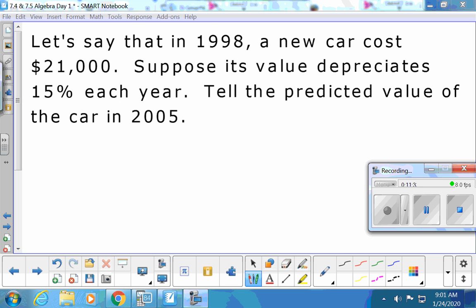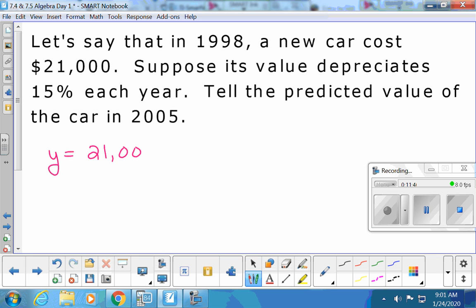Let's say in 1998 a new car cost $21,000. Its value is depreciating 15% each year. So you probably never heard of depreciation, so I'm here to tell you all about it. You're close. So we're going to start with the 21,000. It's always easy to come up with the starting amount. It's the growth factor that's a little bit hard.